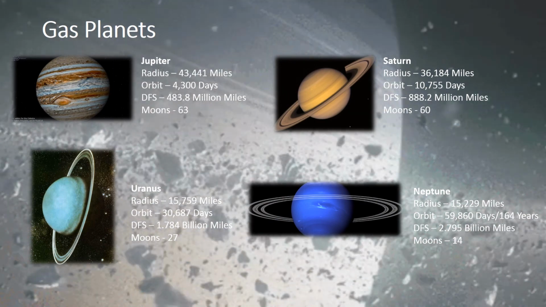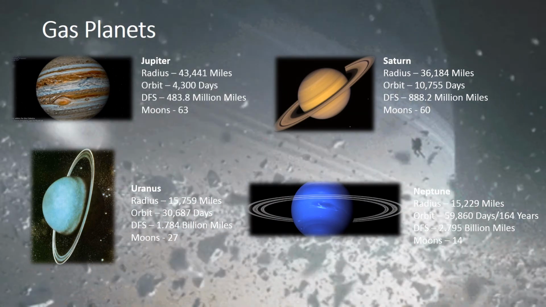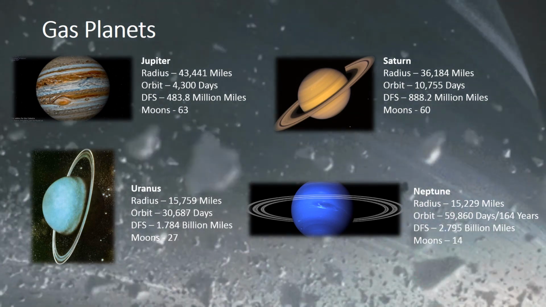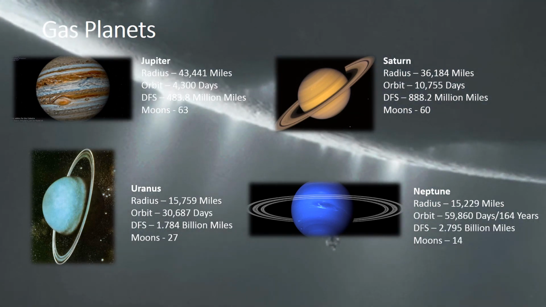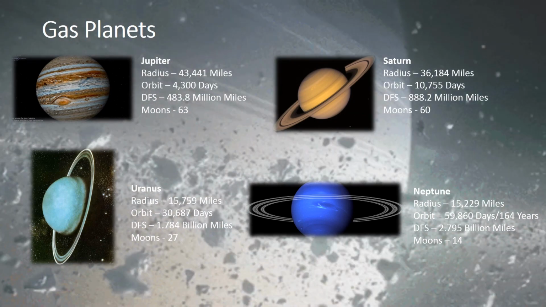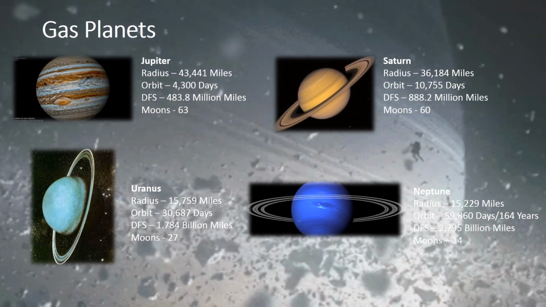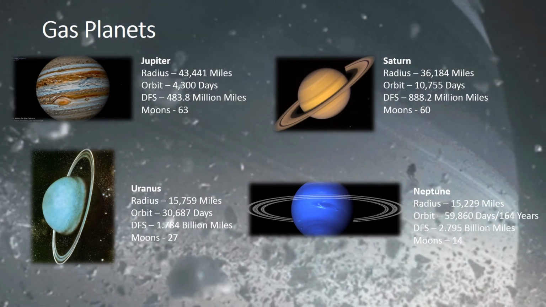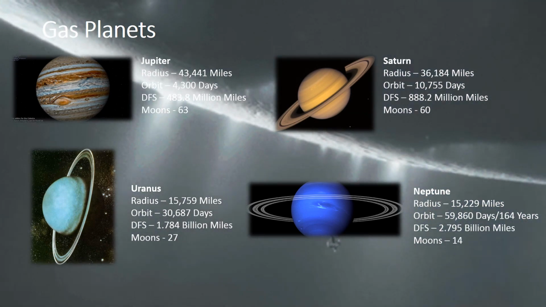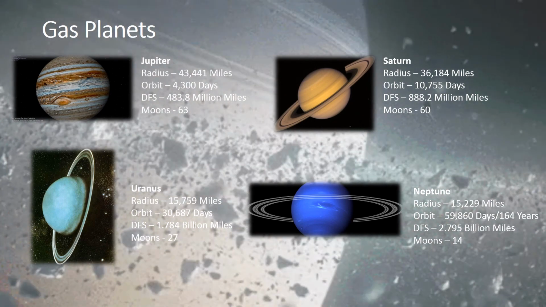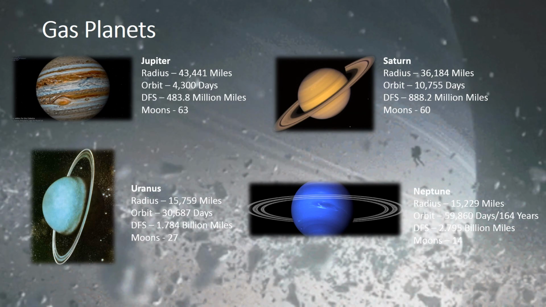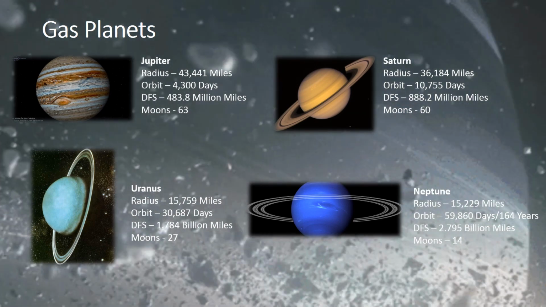And then you have Neptune. Neptune is the last of the gas giants. Now, Neptune is just slightly smaller than Uranus, okay? So Neptune's radius is 15,229 miles, but the diameter is obviously a little bit more than 30,000 miles as well. But look at the distance it is from the sun and how long it takes for it to go around, just to do one orbit.